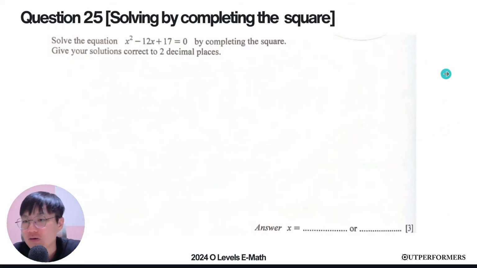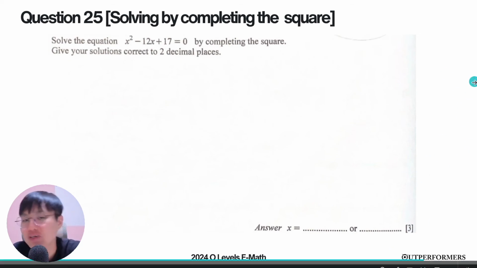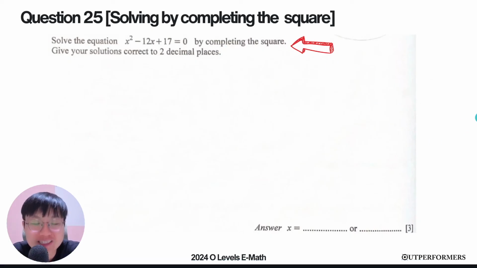Moving on to question 5, we have solving by completing the square. This is actually a very, very common question, and an easy 3 marks you can get as long as you follow the rules. The question says solve by completing the square, so don't go solve by quadratic formula or calculator method. Once you do this, you will not get your marks.